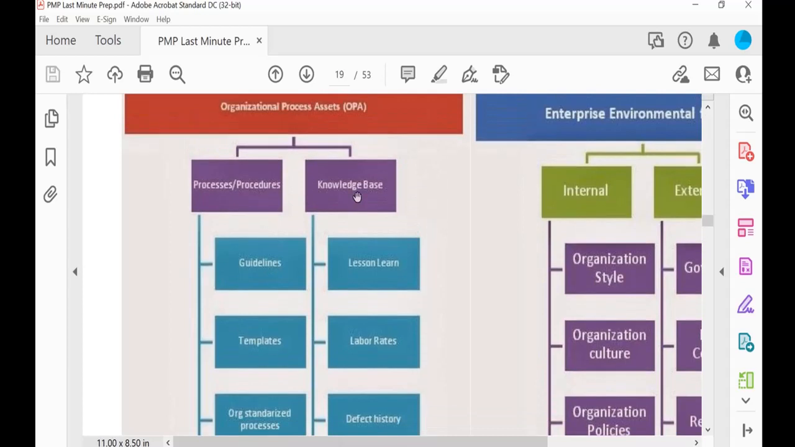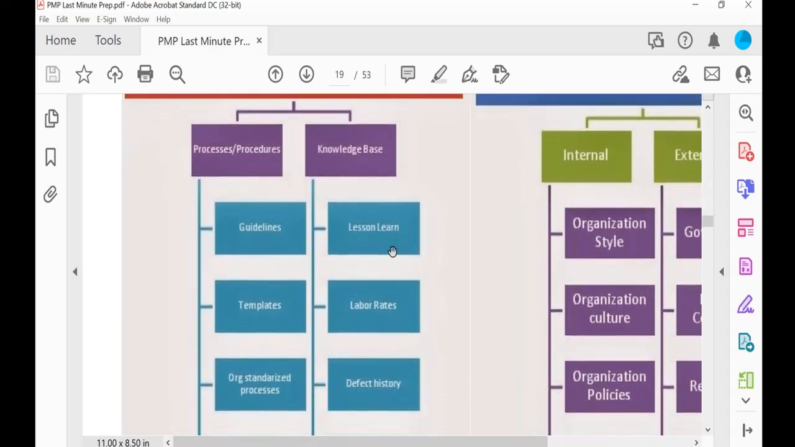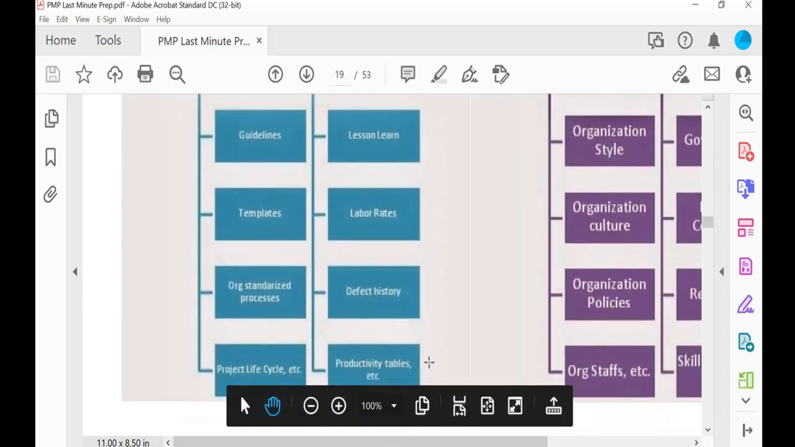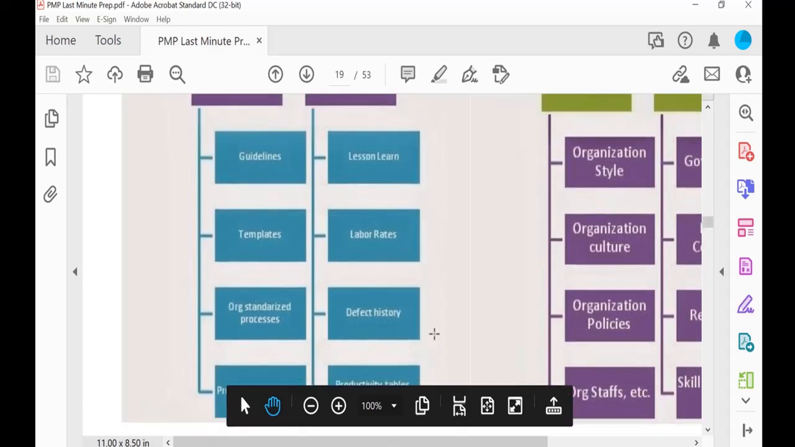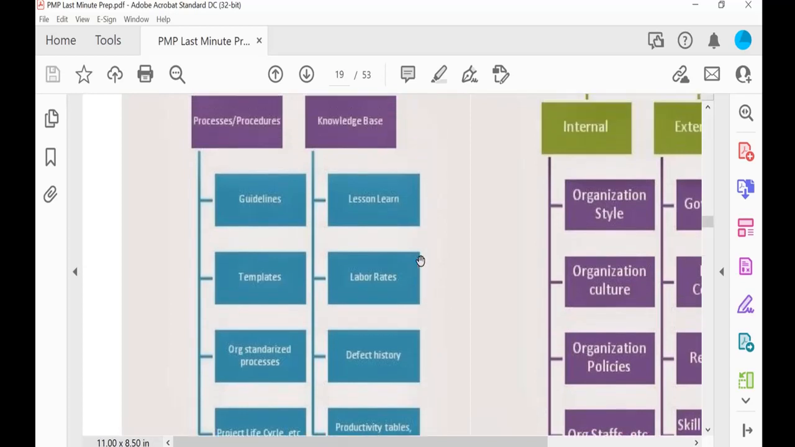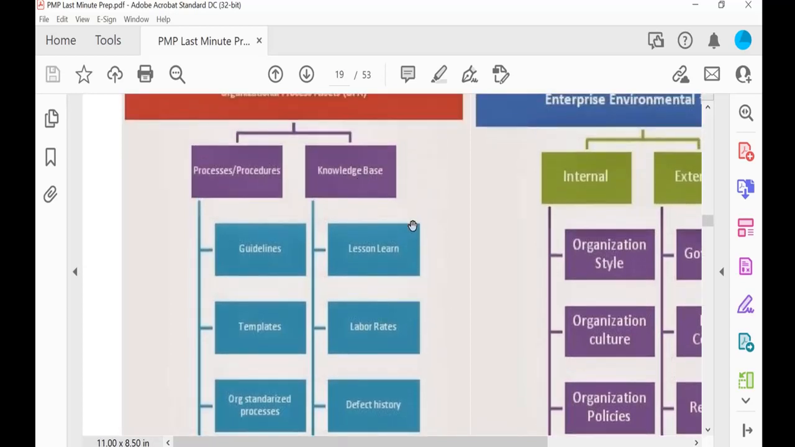Knowledge base means lessons learned, labor rate, defect history, which is productivity tables, etc. Lessons learned means something like this: obviously, before your project, some other project manager already did some projects, and they learned from the previous project how to control or keep the project budget. So these are the lessons learned, and I will take all of this from the organizational process assets.